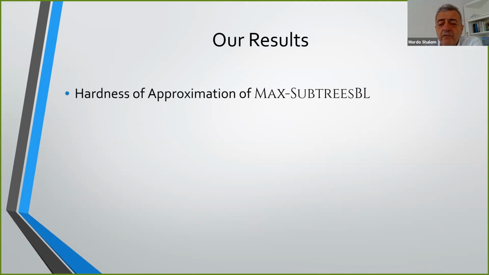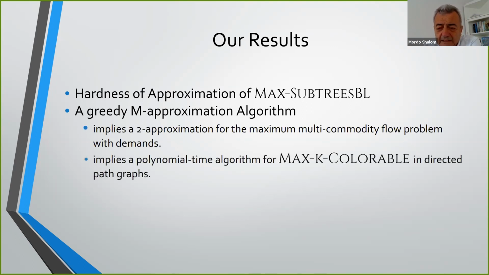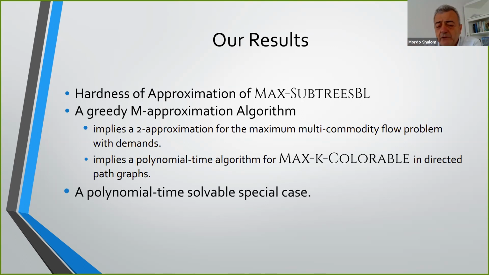So what are our results? First of all, we show that this problem is much harder to approximate. You cannot get a constant approximation in most of the cases. And we also give a greedy algorithm, which is an M-approximation. What is M? M is the number of leaves of the subtrees. And when your subtrees are paths, like in the maximum multi-commodity flow problem, a path has 2 leaves, therefore you get a 2 approximation algorithm. So immediately a 2 approximation is implied by our algorithm. It also implies a polynomial time algorithm for some other graph classes. And we also extend the polynomial time solvable special case to a more general case, but I will not be talking about that result in this talk.